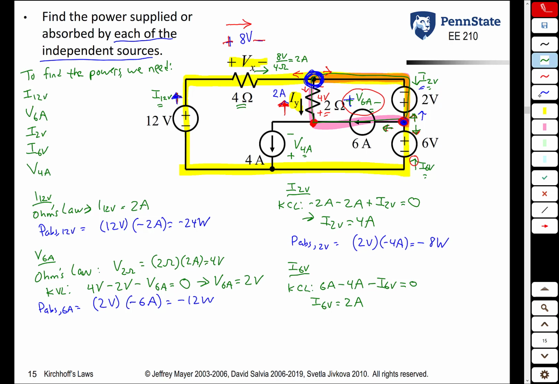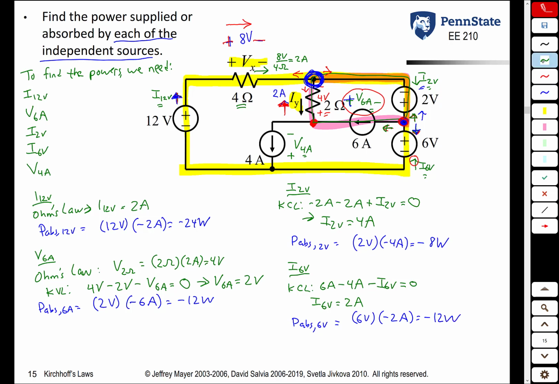So we can now find the power absorbed by the 6-volt source. The voltage across the 6-volt source is 6 volts. The current entering the plus terminal is this current here, which is negative I sub 6 volts. And so we multiply this by minus 2 amps to get minus 12 watts.